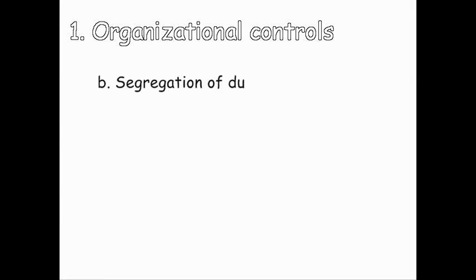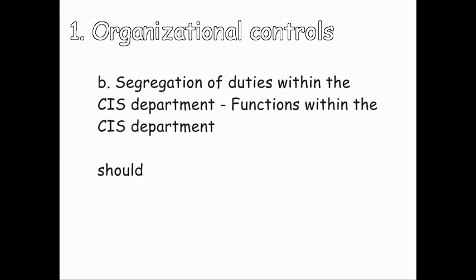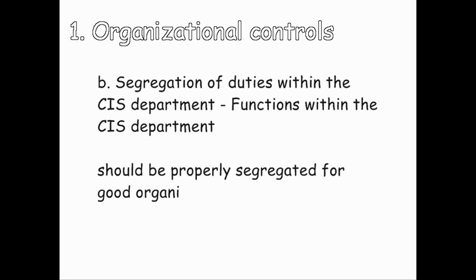Functions within the CIS department should be properly segregated for good organizational controls. The entity's organizational structure should provide for definite lines of authority and responsibility within the CIS department.